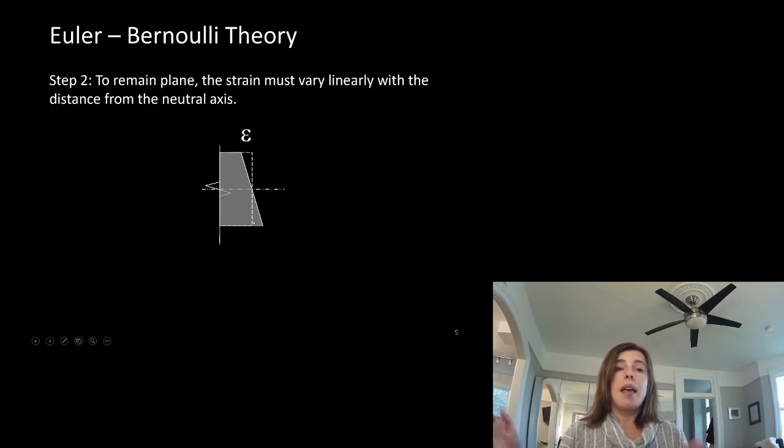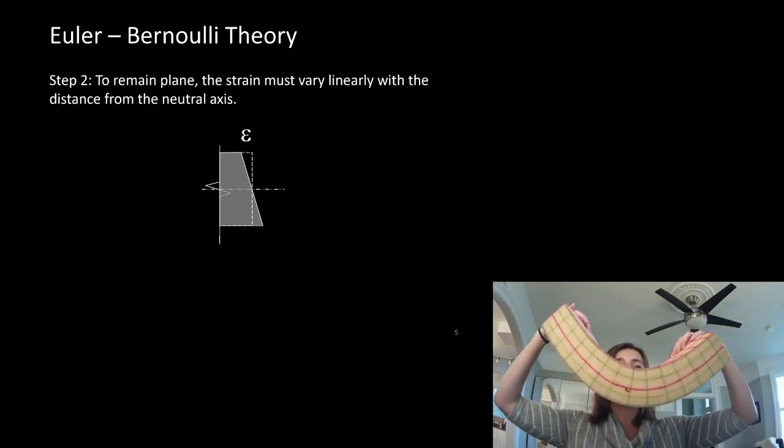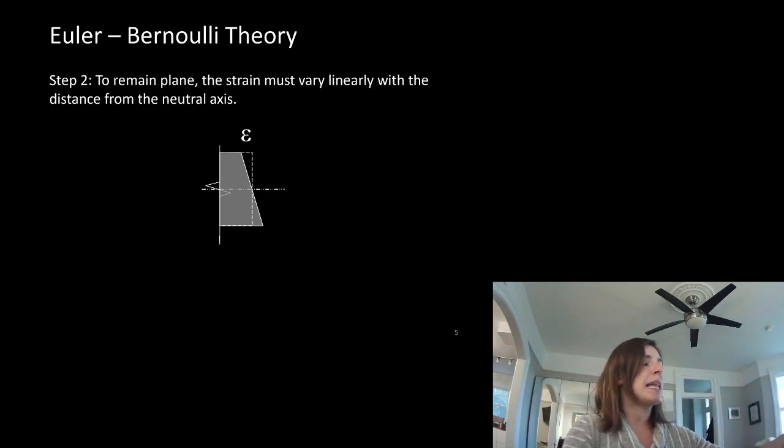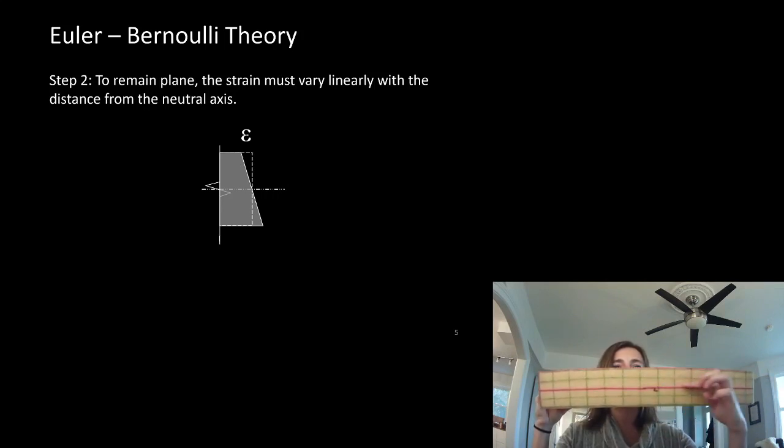So if the plane sections are remaining plane and we're getting squashing top and bottom, the strain must be varying linearly. And you can see that that's the case. We're getting the same amount of squashing at the top that we're getting at the bottom with nothing at all happening along the neutral axes. In case it wasn't clear, the neutral axes is that centered pink line.